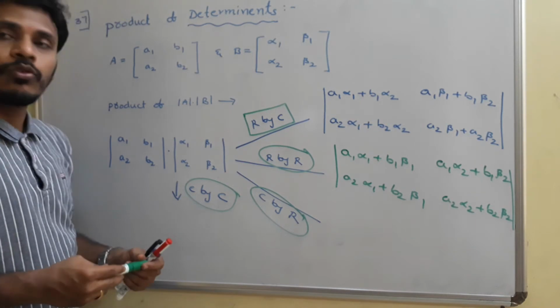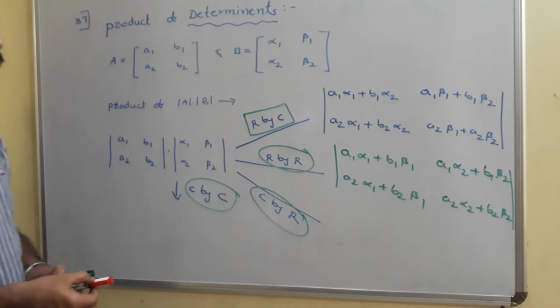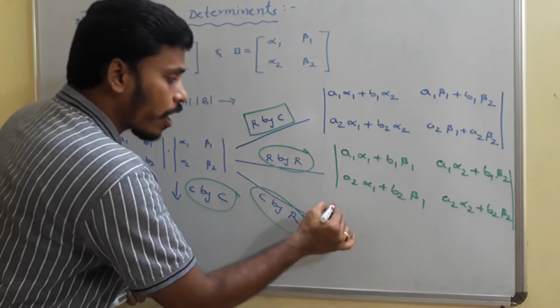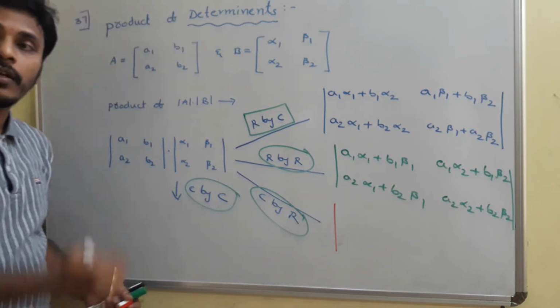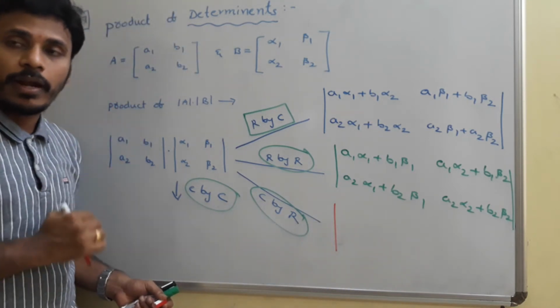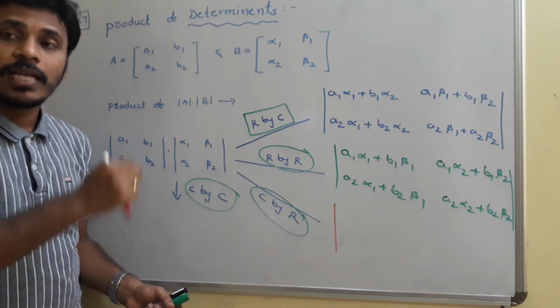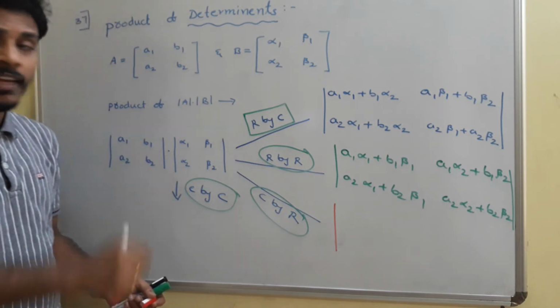Not only these two, we have another two options, column by row. I represent here column by row. Column by row means you need to take the column from the first matrix and the row from the second matrix as per the suffix of the element.